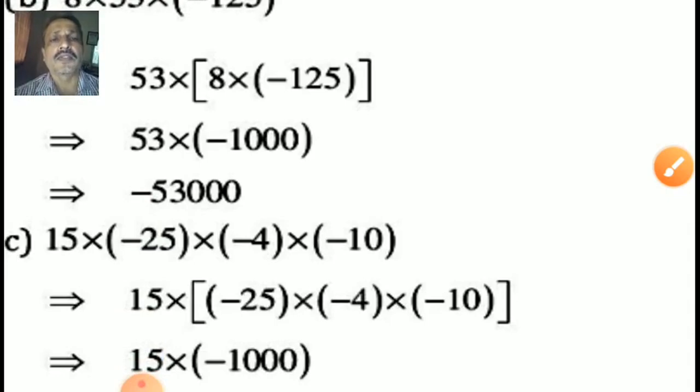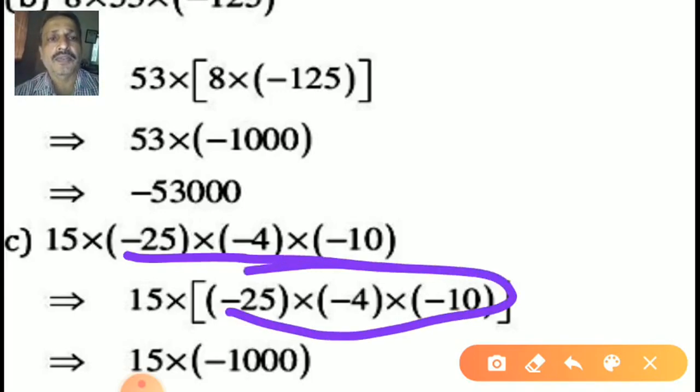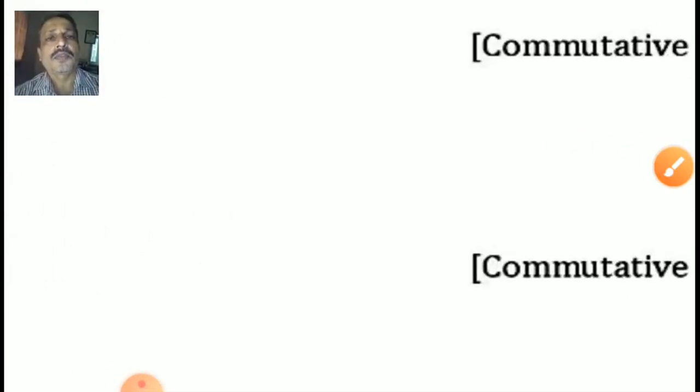Look at the third one, C. Here also there are four numbers, all in multiplication. But you can make a proper group. This 25 into 4 you know very well, that's 100. And 100 into 10 gives us 1000. That's why these three numbers are taken together, and one number is left, which we keep on one side, to multiply by 15 also. Now 1000 multiplied by minus 15 gives minus 15,000. And don't forget to write here the commutative property.